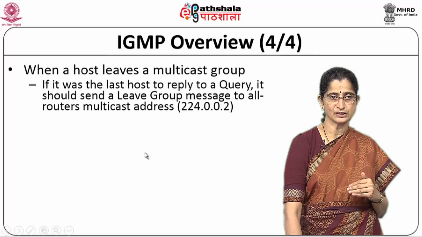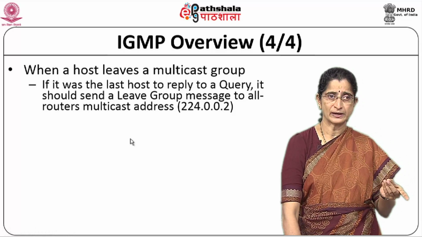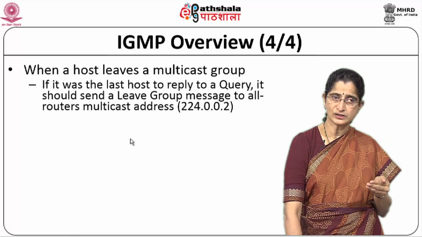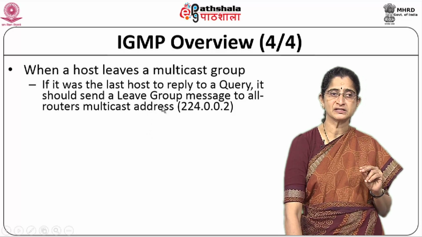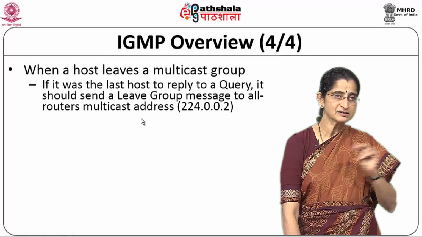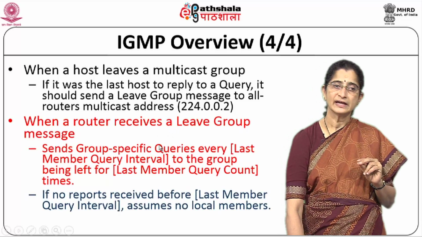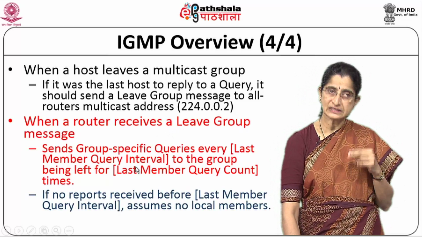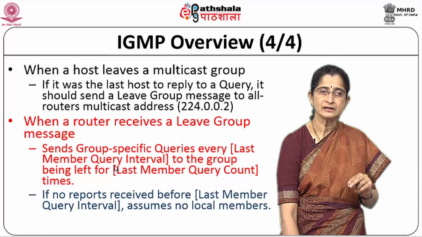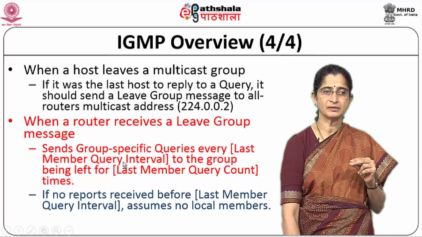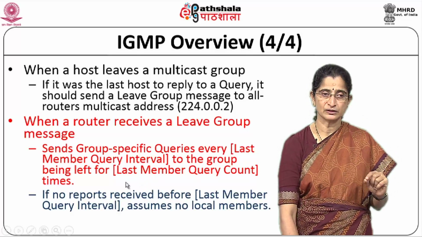So, when a host leaves a multicast group, if it was the last host to reply to a query, that is, when it received the request from the router, it was the one which had responded to the query, then it should send a leave group message to the all routers multicast address, indicating that it is leaving that particular group. Okay. So, when a router receives a leave group message, what does it do? Somebody is saying that I am leaving this group. So, when it receives that leave group message, it will send a group specific query, periodically, every last member query interval, for that amount of time, to that network. Now, why does it do this?